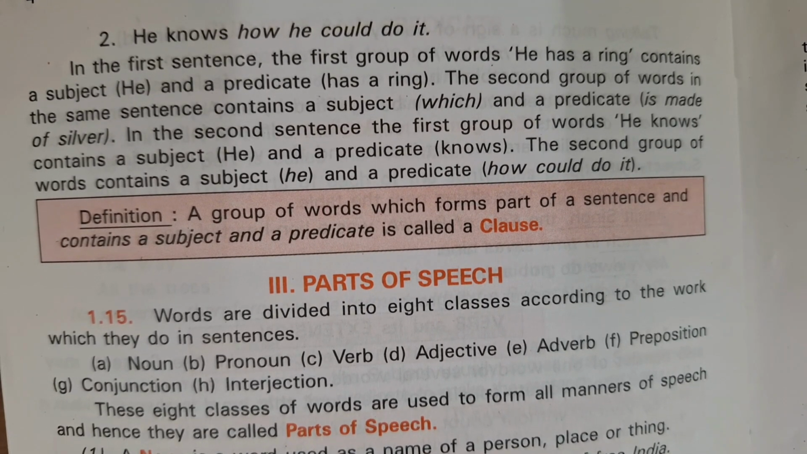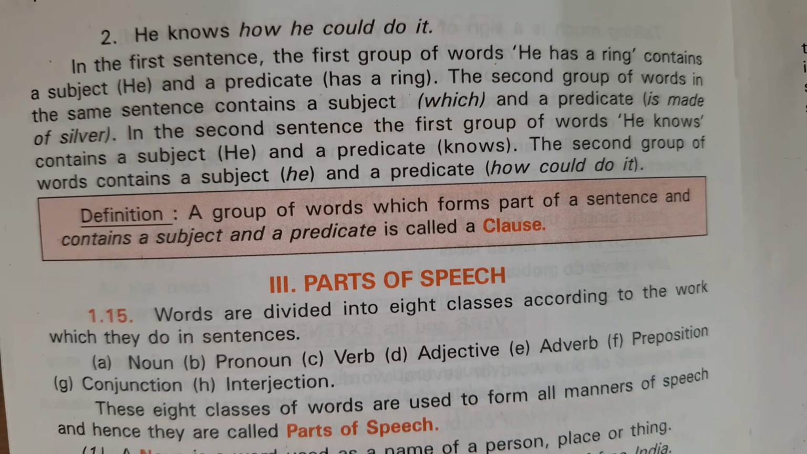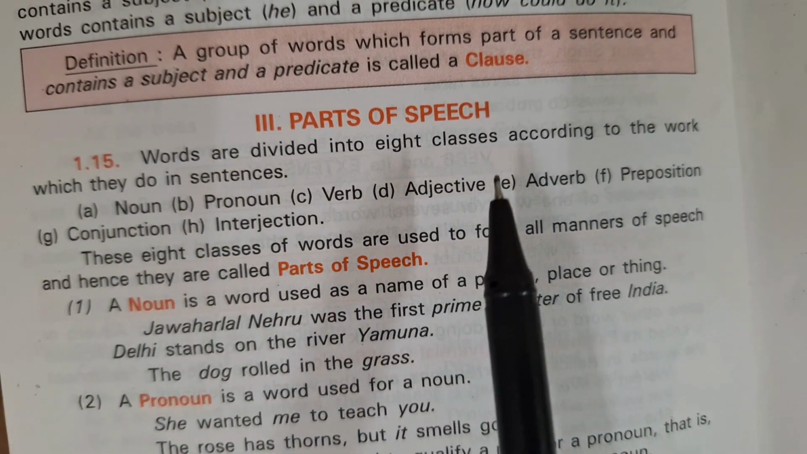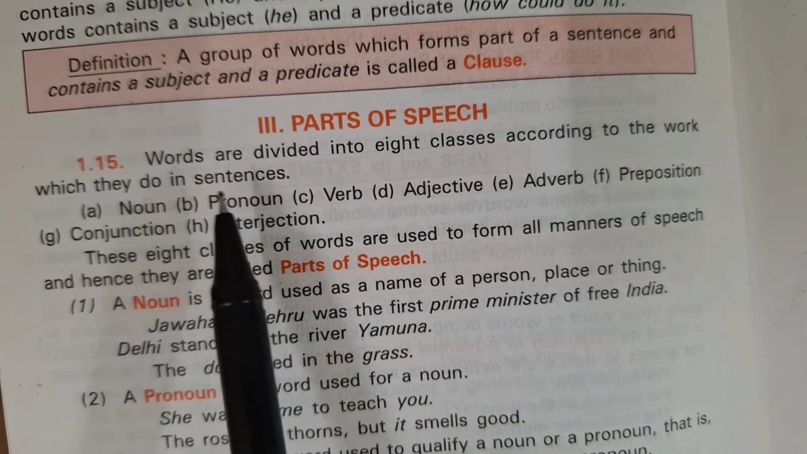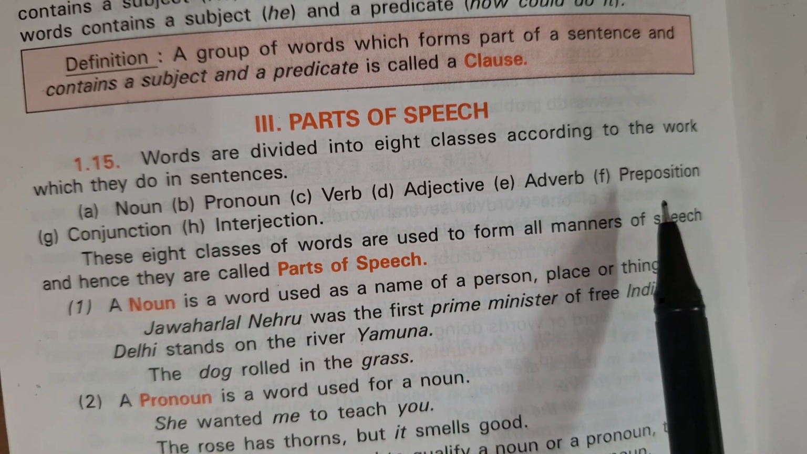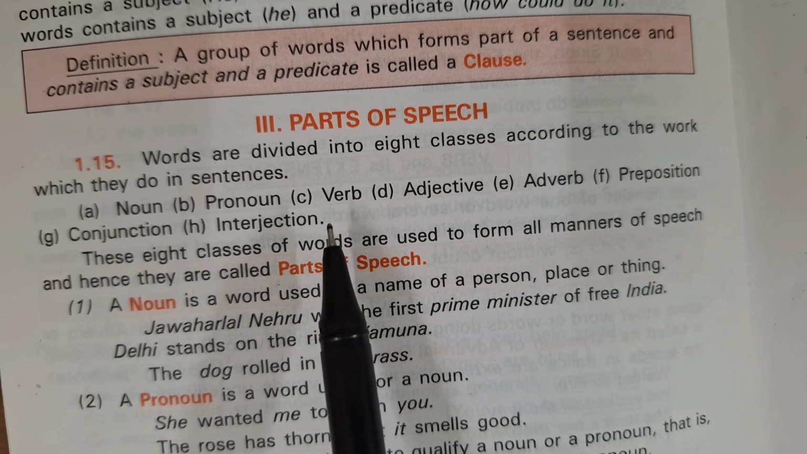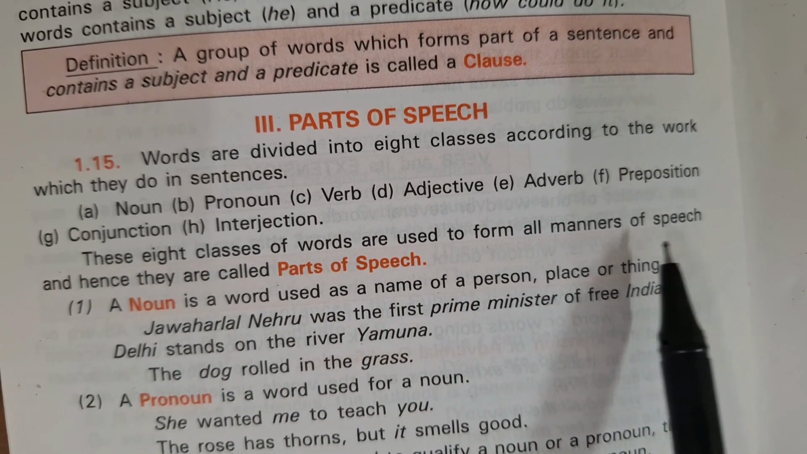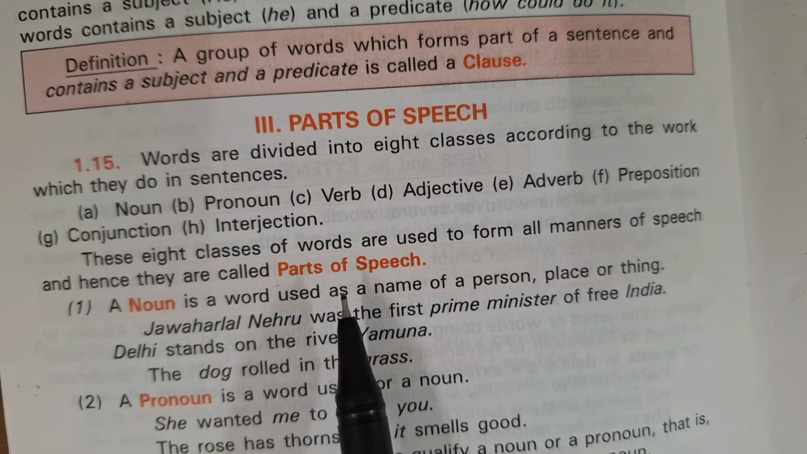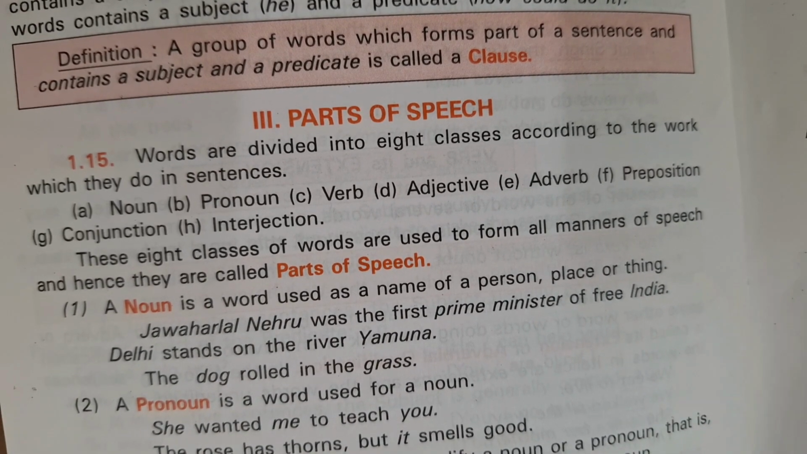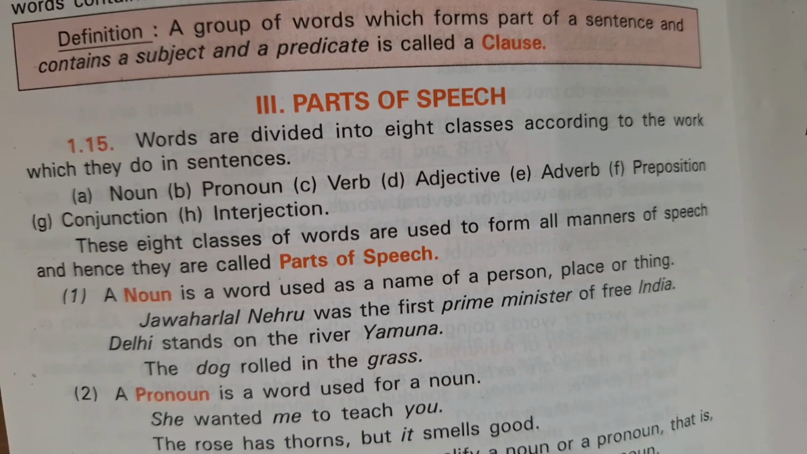Now we will go over to parts of speech. As we know, there are 8 parts of speech. So let us just refresh our memory. Words are divided into 8 classes according to the work which they do in sentences. Noun, pronoun, verb, adjective, adverb, preposition, conjunction and interjection. These 8 classes of words are used to form all manners of speech, and hence they are called parts of speech. Now, one or more of these things should be in a sentence in order to make it meaningful.